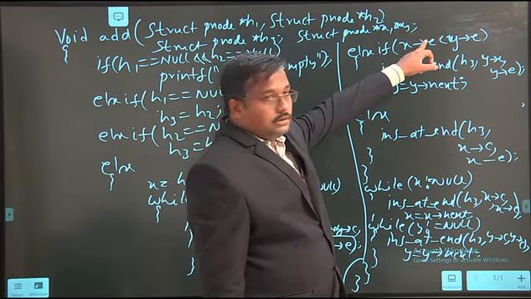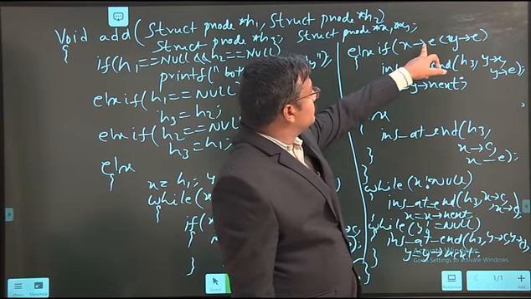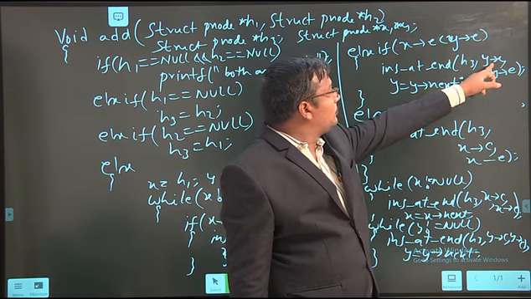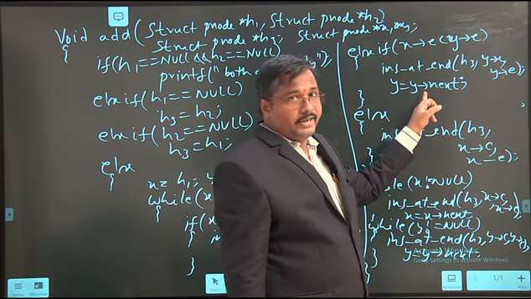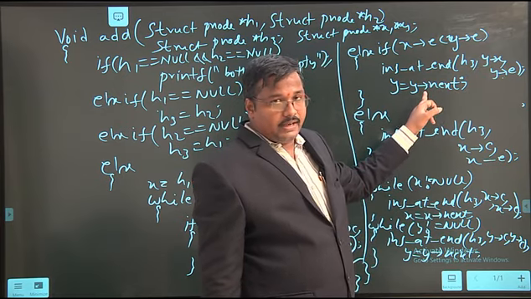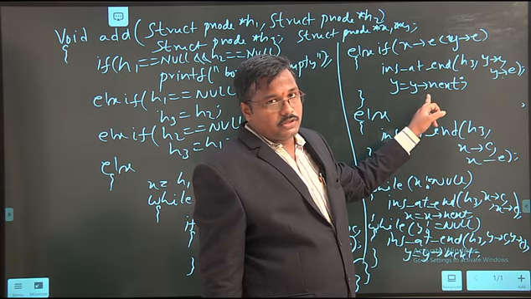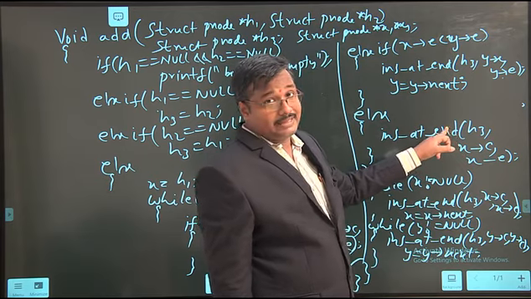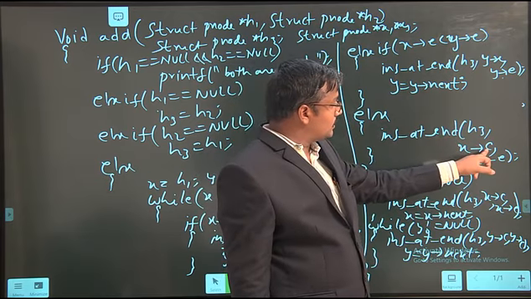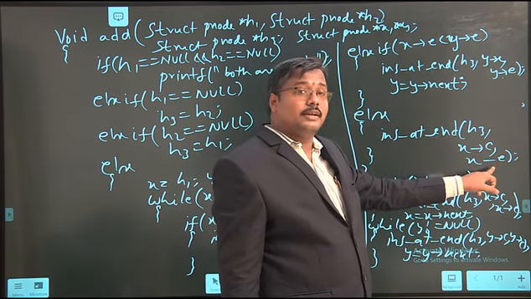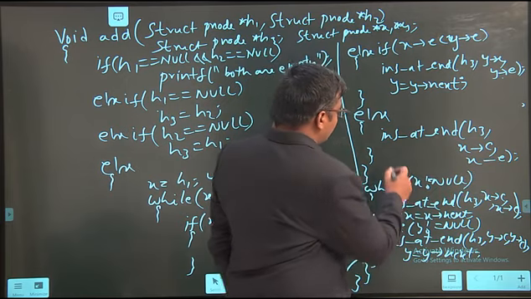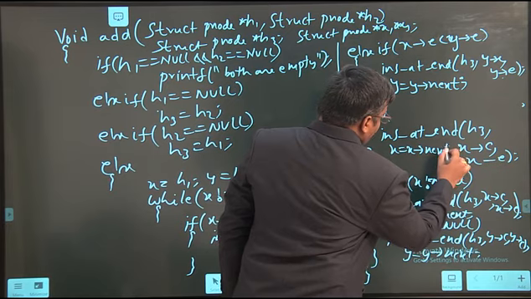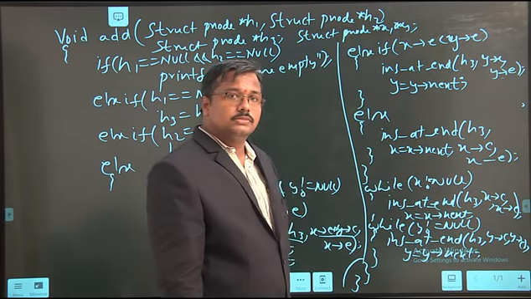Suppose not equal, what do I have to do? Which one is the maximum? In this case, y is the maximum. That's why I am copying the y coefficient and y exponent. The y term is moving, meaning the y linked list we move in the forward direction. Suppose this condition is false. That means x is the maximum. That's why I am passing x of coefficient and x of exponent. So the x term I have to move. So x is equal to x of next.